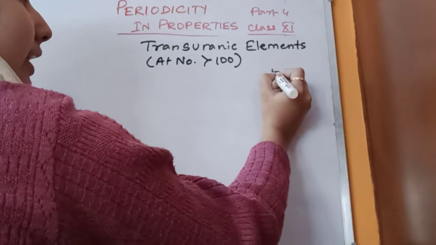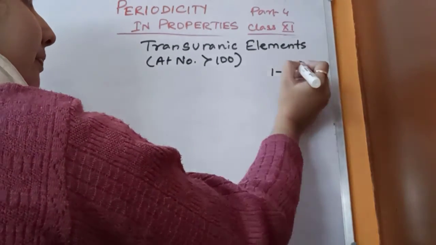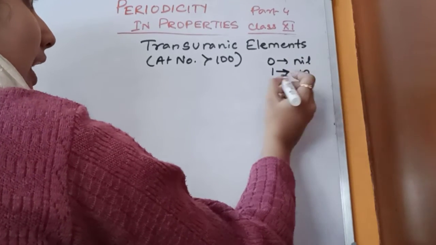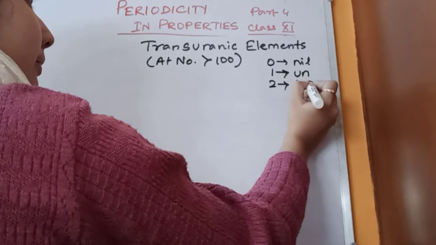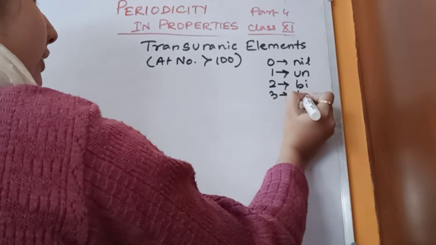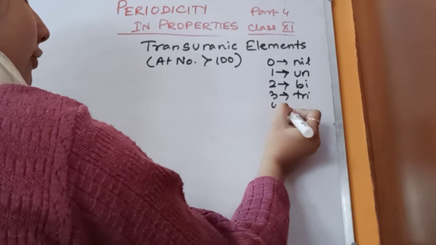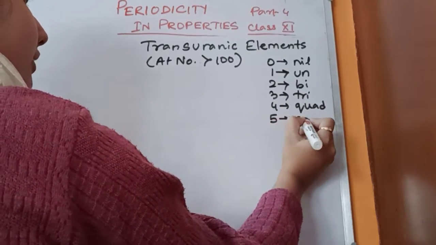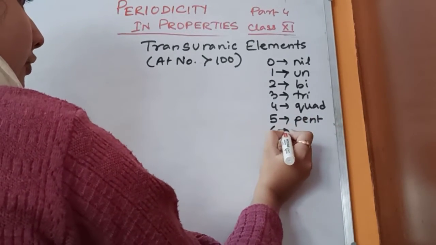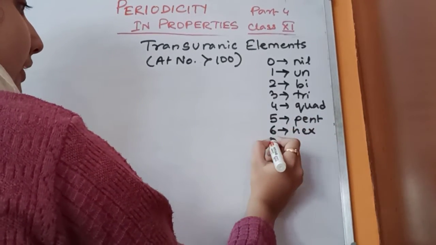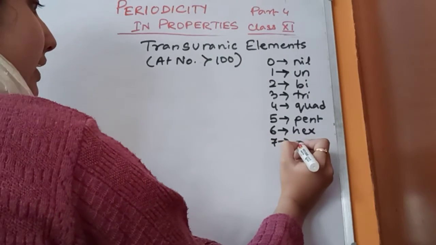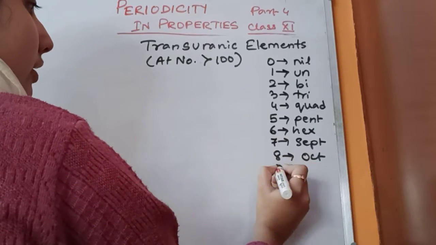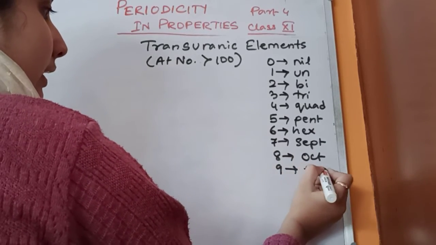Here I'll write: for 0 it is nil, for 1 it is un, for 2 it is bi, for 3 it is tri, for 4 it is quad, for 5 it is pent, for 6 it is hex, for 7 it is sept, for 8 it is oct, for 9 it is enn.